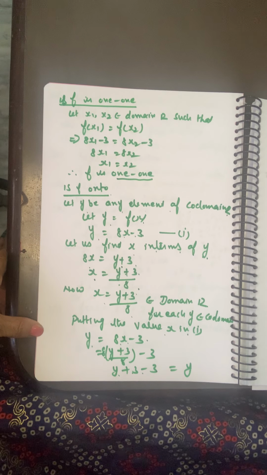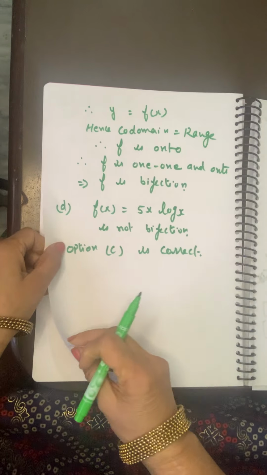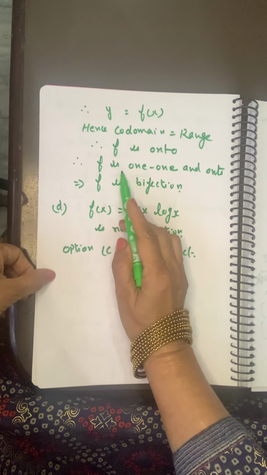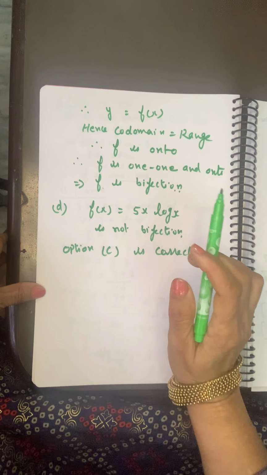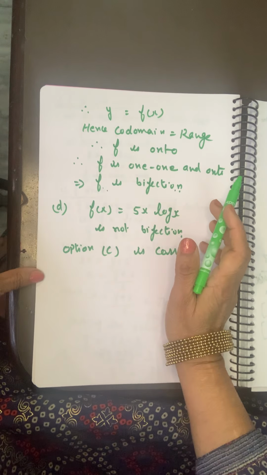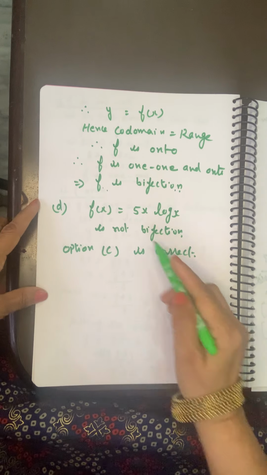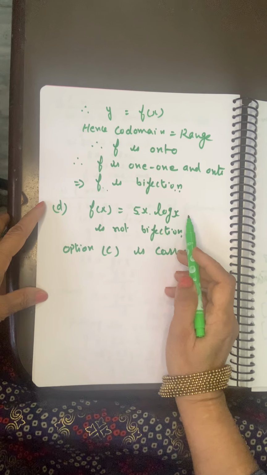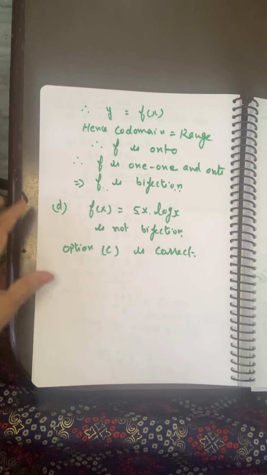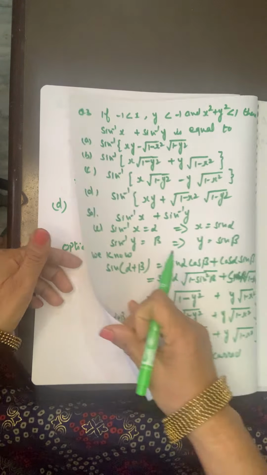So the function is 1-1 and onto. It means this function is a bijection. Which option is correct, beta? Option C is correct. Option D, f(x) is 5x into log x. It is not a bijection. So option C is the correct option.